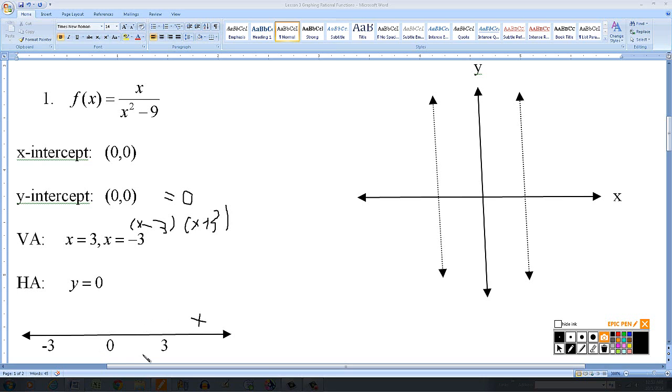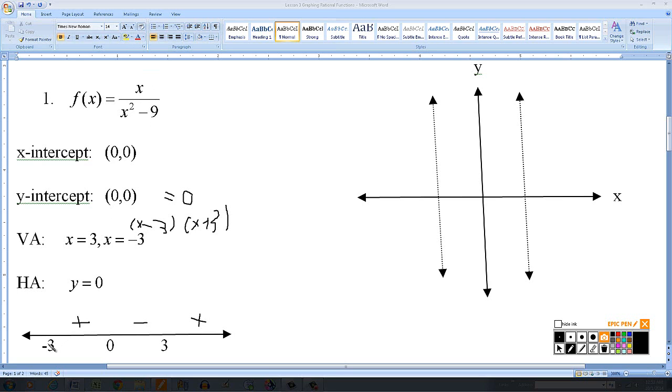Between 0 and 3, I'll pick a 1. So put a 1 there, a 1 there. You can see that in this case I'm going to get a positive over a negative. That's negative. So in here it's negative. Between negative 3 and 0, I'm going to pick a negative 1. So I put negative 1 there, a negative 1 there. So I'm going to get a negative over a negative. That's a positive.